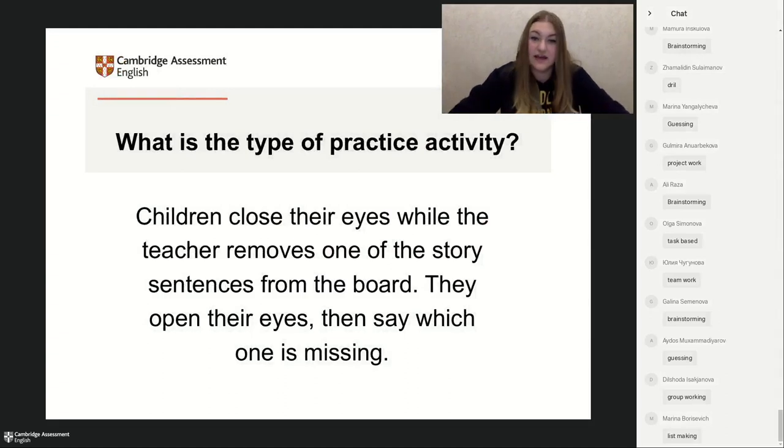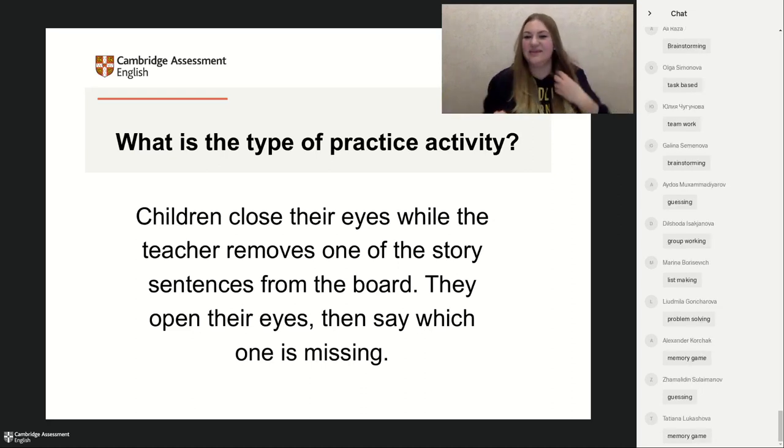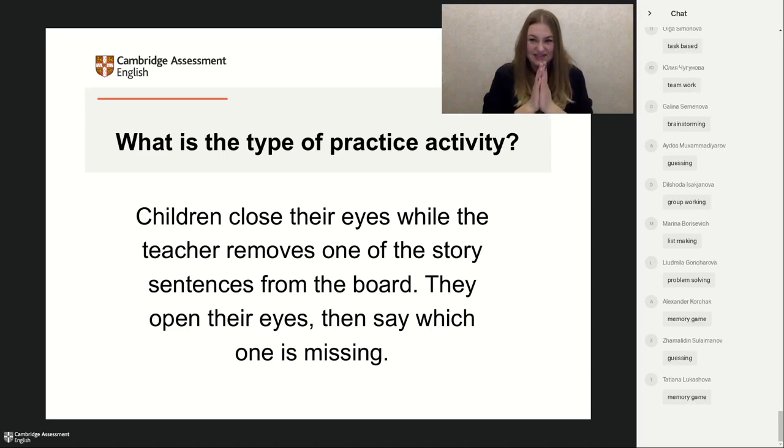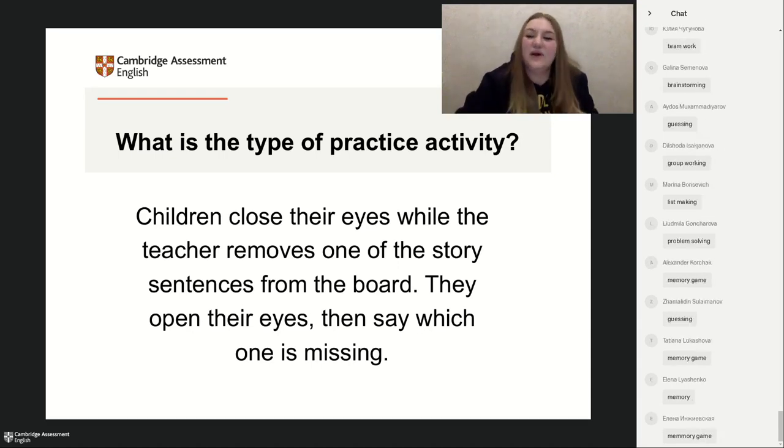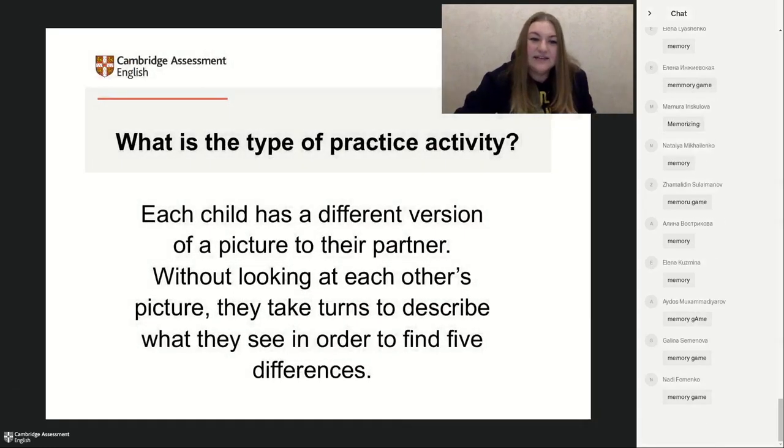Children close their eyes while their teacher removes one of the story sentences from the board. They open their eyes and say which one is missing. What is the kind of activity? Memory game, yes? Memory game, fantastic. Super. Wonderful. Good. You're doing well. The next one.